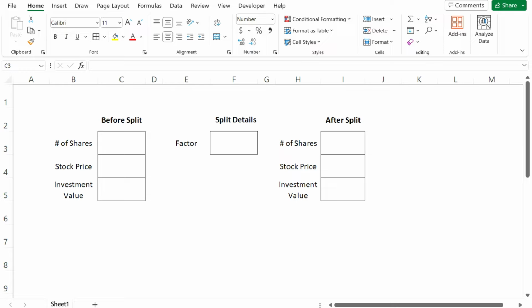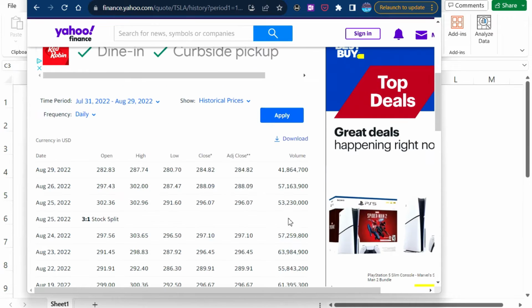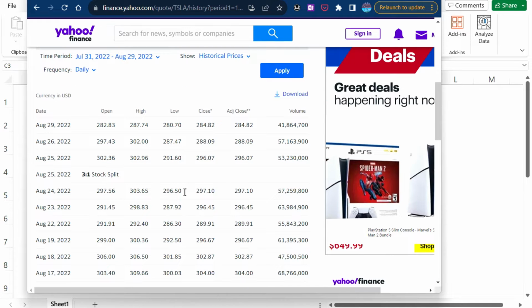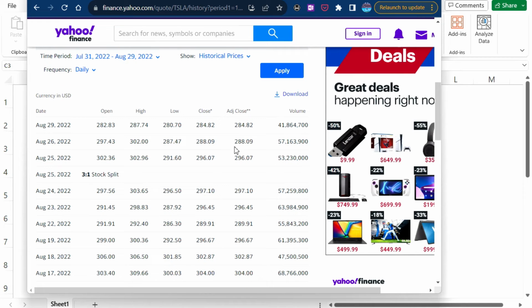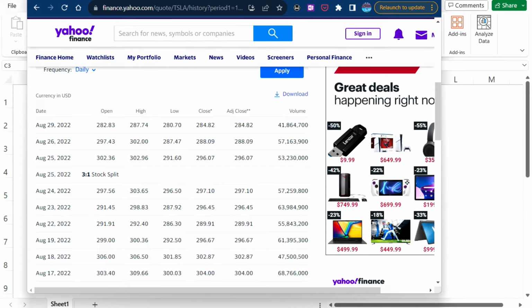Back in August of 2022, the company did a 3-for-1 stock split. If you go to Yahoo Finance, which I'll show you right now, you'll see that the price doesn't show what the price was beforehand. It just shows you the price going forward, so it's adjusted retroactively. You're not going to see it, but you will see that there's a 3-for-1 stock split.